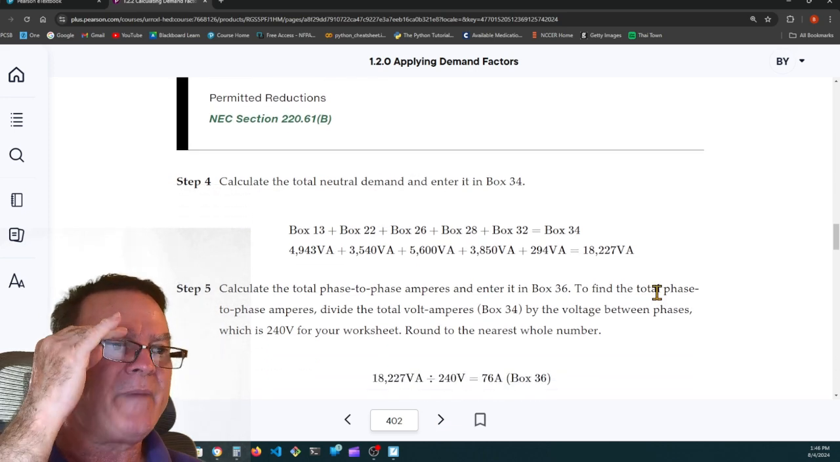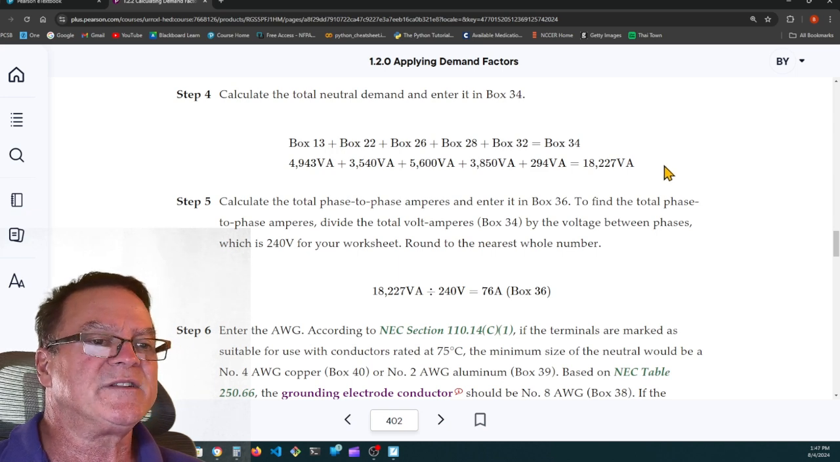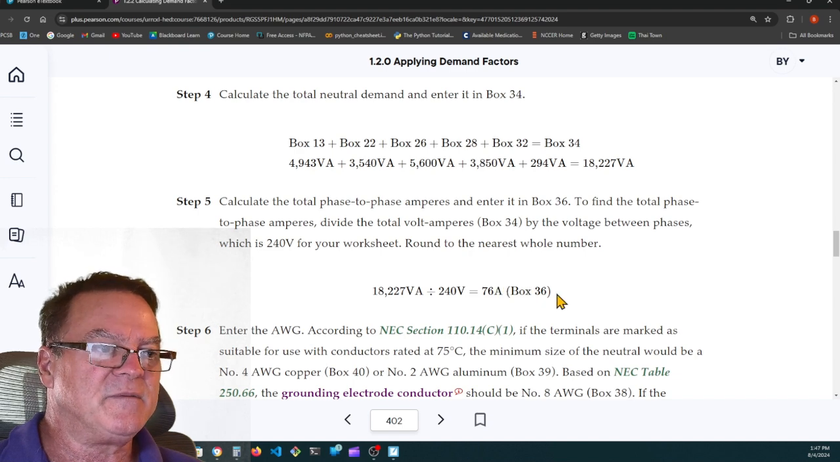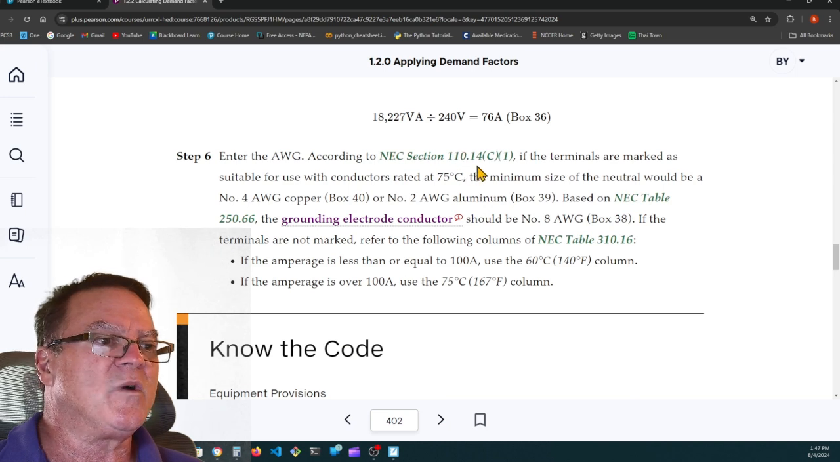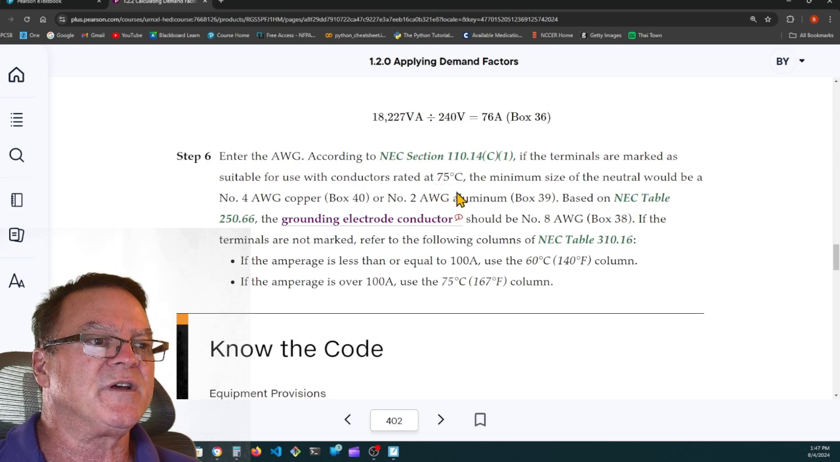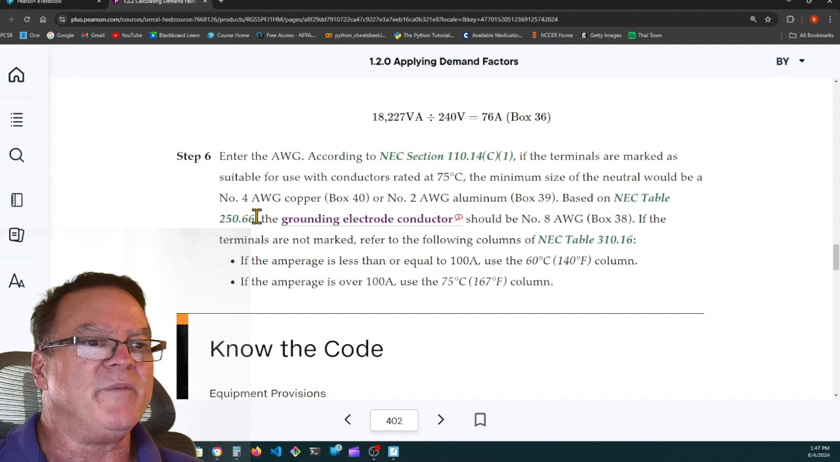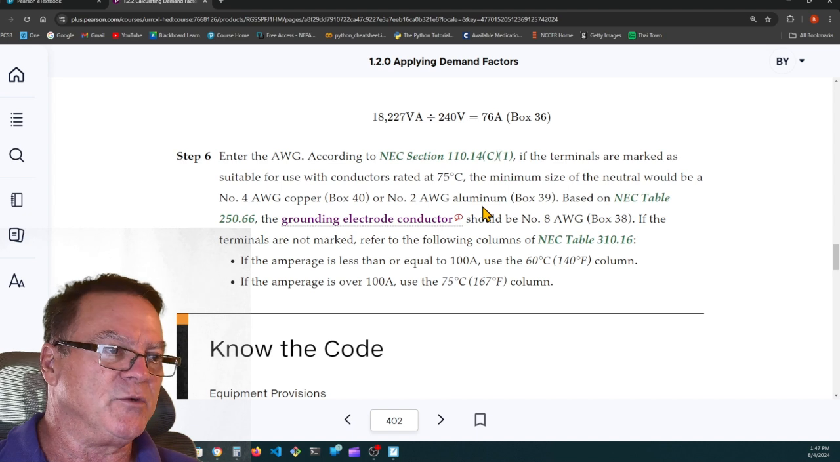Calculate the total neutral demand and enter it in box 34. Here are all of the neutral demands, and you add them all up. 8,227 volt amps divided by 240 volts is 76 amps. Box 36: enter the gauge according to NEC section 110.14(C)(1). If the terminals are marked as suitable for use with conductors rated at 75 degrees Celsius, the minimum size of the neutral would be a number 4 gauge copper or number 2 gauge aluminum.